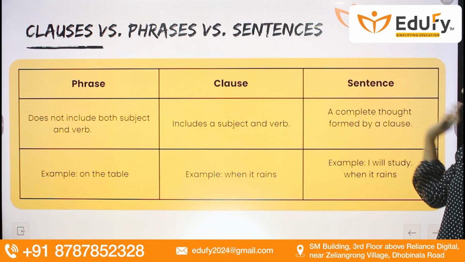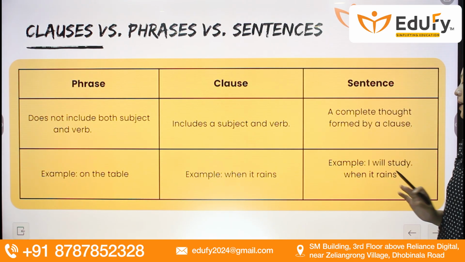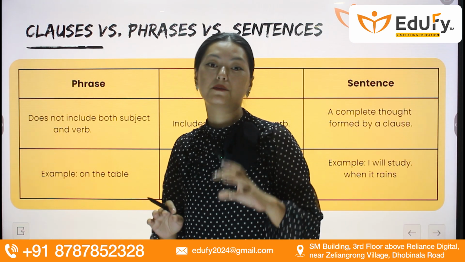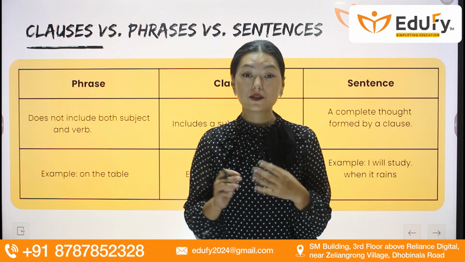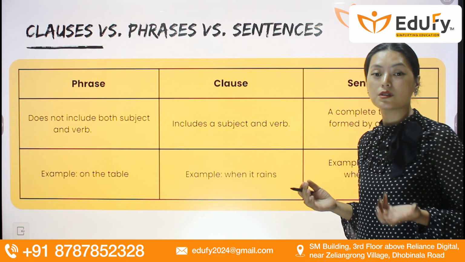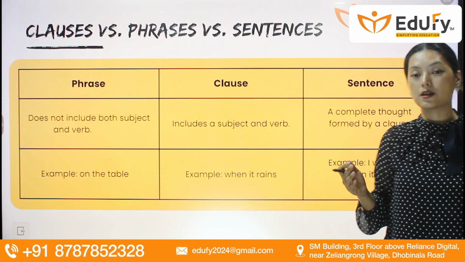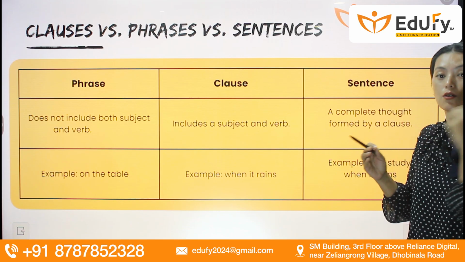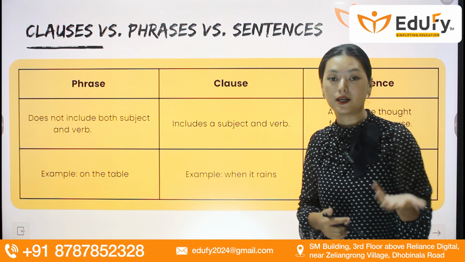Now take a look at the sentence. A complete thought formed by a clause. It can be one clause, two clauses, three clauses, but if it makes complete sense, it's called a sentence. This is very basic that we all know, right? But sometimes we might get confused about the composition also. So you have to know that sentences are comprised of one main clause or two separate clauses together at once to make complete sense.